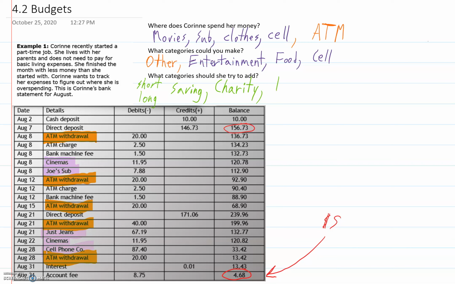But another category that she could add is transportation. So if she's driving, that would be like gas. If she's taking the bus, tickets. If she's getting an Uber, then all that money would fit under that transportation category.